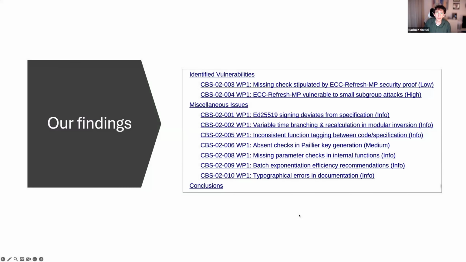And so luckily, we had some findings, and we had one high vulnerability finding, one low vulnerability finding, and also a bunch of miscellaneous findings, some of which I thought weren't miscellaneous, like for example number 6, but then we agreed was miscellaneous.